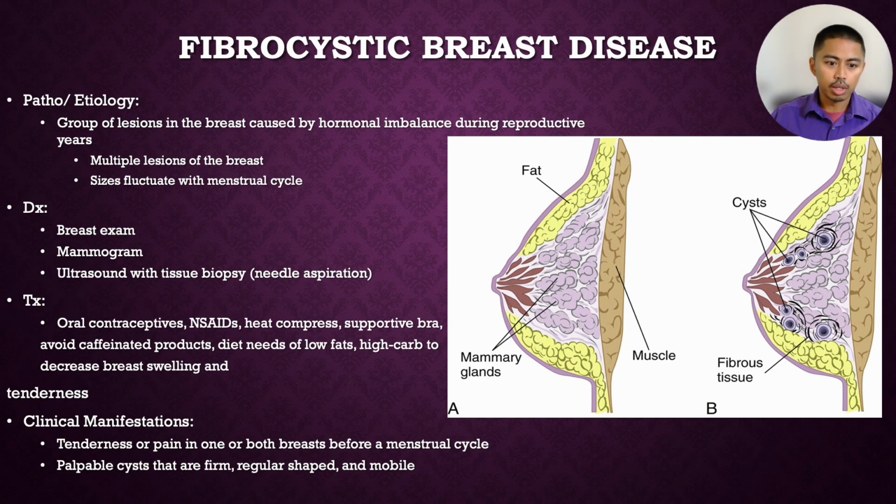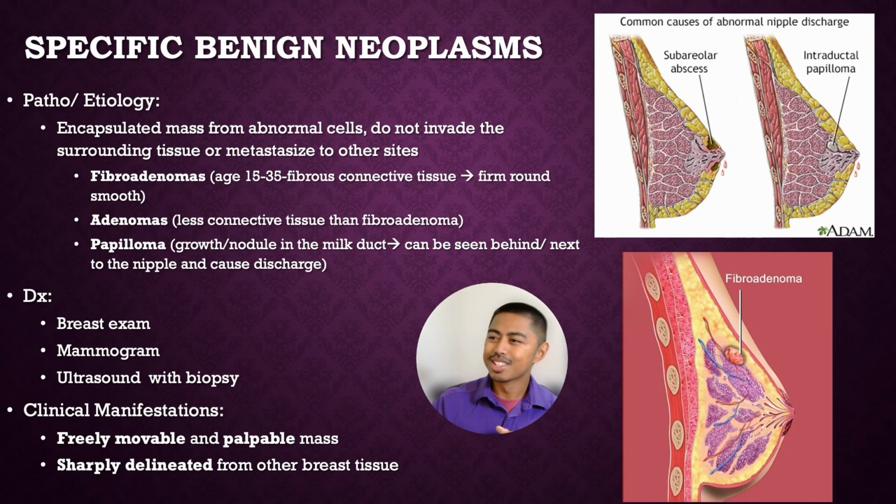And then as far as what you'll see: pain and tenderness before menses, the menstrual period, due to the increased fluid retention. You'll feel palpable cysts. They can be firm, smooth, regular, and mobile. Remember that. So, specific benign neoplasms. Neo meaning new, plasm meaning growth.